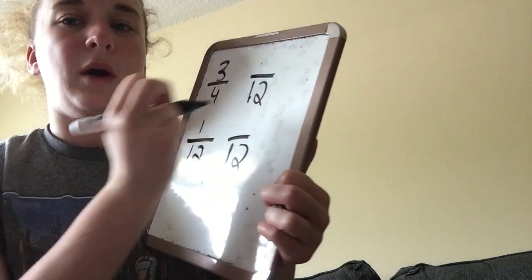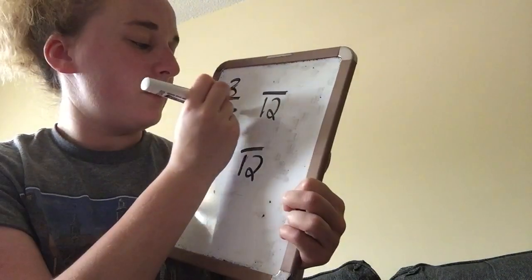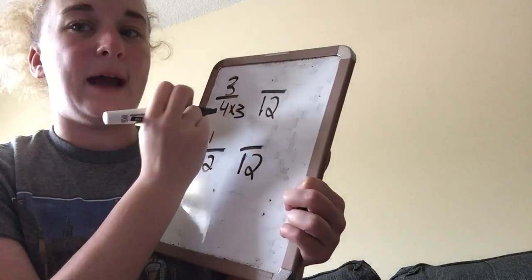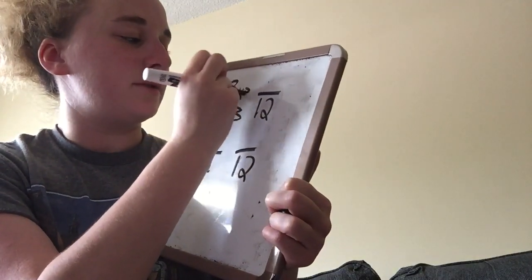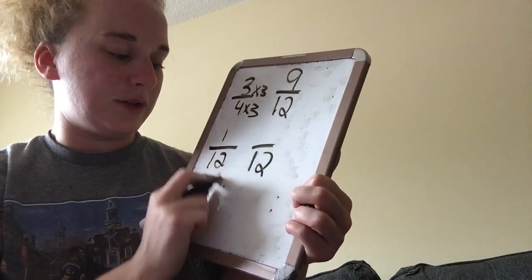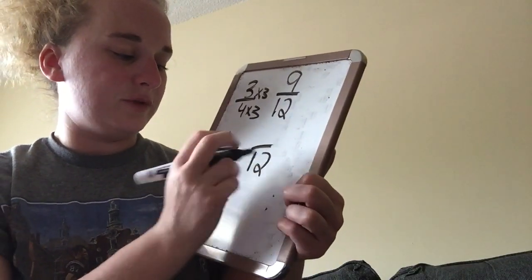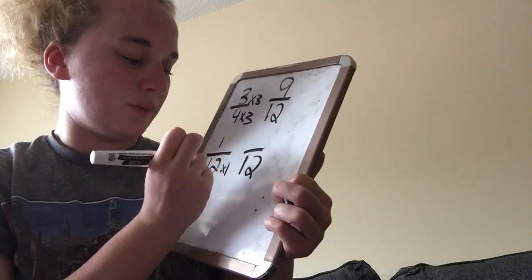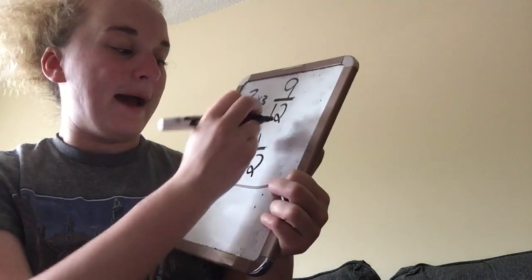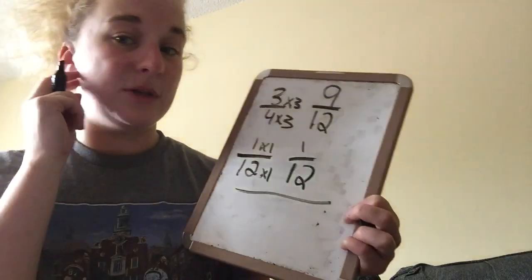So I'm going to say, 4 times what gets me to 12? 4 times 3 gets me to 12. So what I do to the bottom, I have to do to the top. 3 times 3 equals 9. Now from 12 to 12, 12 times 1 is 12, 1 times 1 is 1. I can now add them because I have 2 fractions with the same denominators.